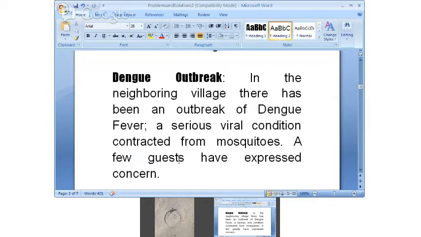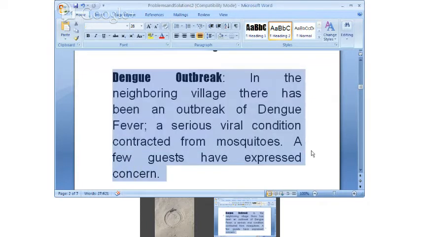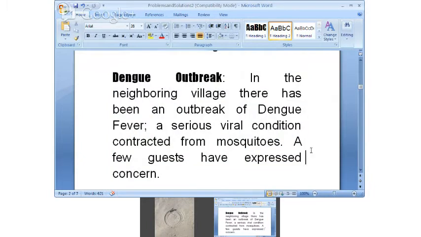Okay, here's our next problem. Marta, would you mind reading this? In the neighboring village, there has been an outbreak of dengue fever, a serious viral condition contracted from mosquitoes. Few guests have expressed concern.